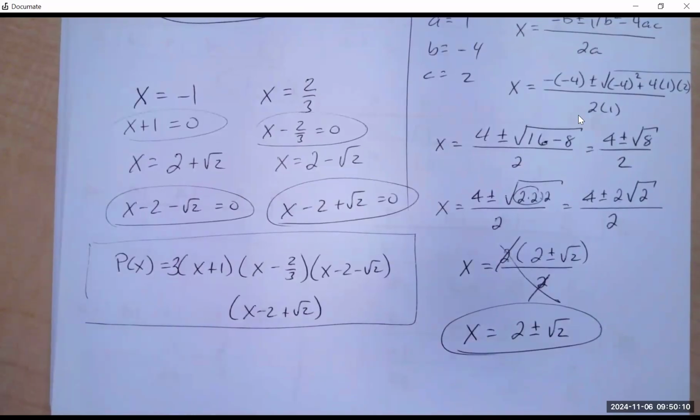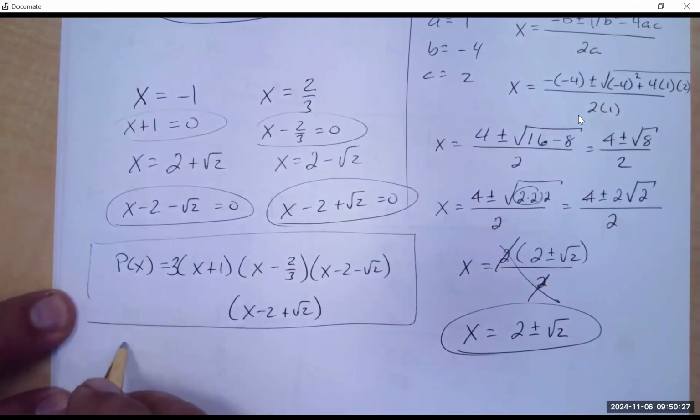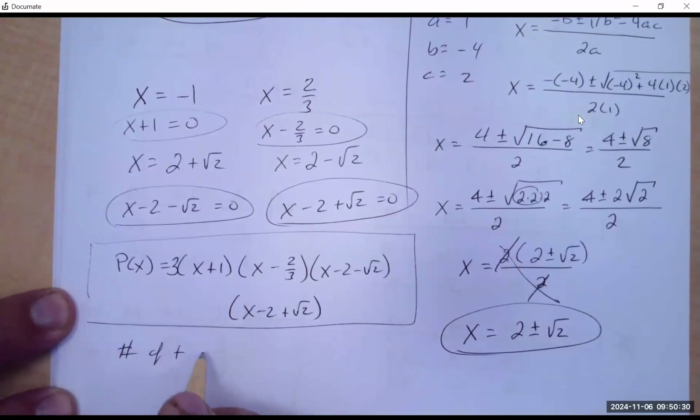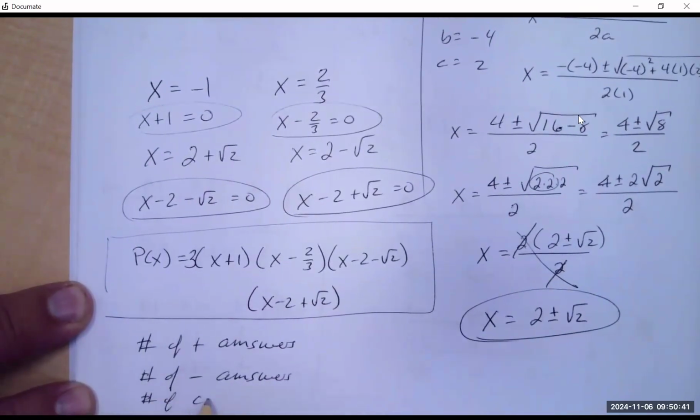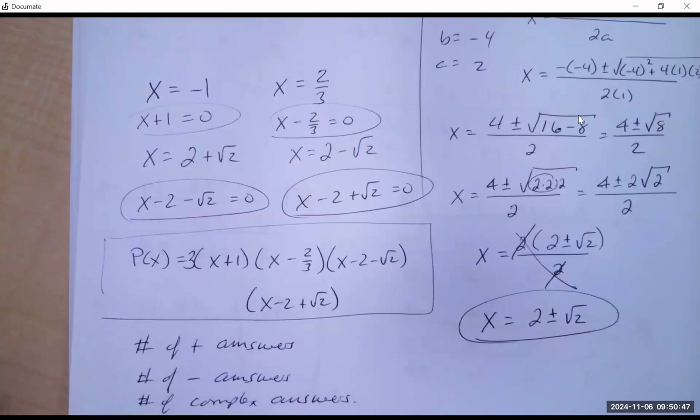I'll finish up next time because I want to do one more example. And then remember, when we first give you the equation, there's an infinite number of possibilities. We narrow it down using the rational zeros. We can go even further: I can tell you the number of positive answers, the number of negative answers, and the number of complex answers. We'll talk about that next time.